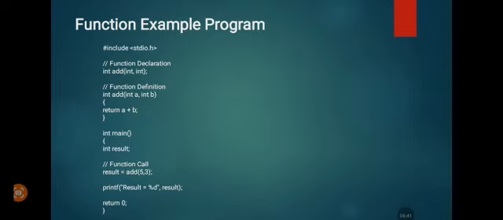This example clearly explains how functions work in C programming. So these are the main three parts of functions in C programming.